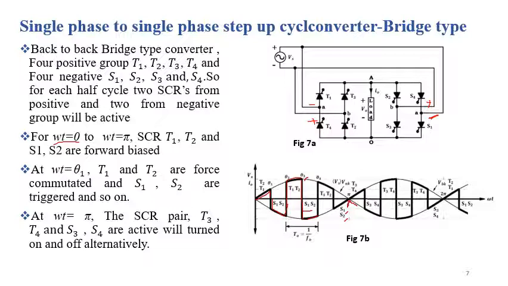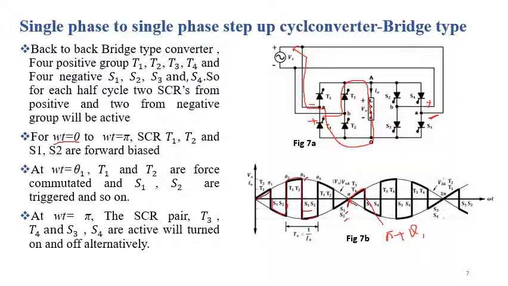So after omega t equal to pi, we trigger SCRs T3 and T4, and they conduct, and the load current will flow like this, through T4, and go to A and back to the source, as we know that the point A is negative. So we are getting the output voltage like this, and at omega t equal to pi plus theta 1, we are triggering the SCRs S3 and S4, and the SCRs T3 and T4 are force commutated.